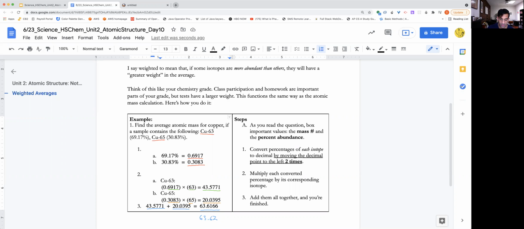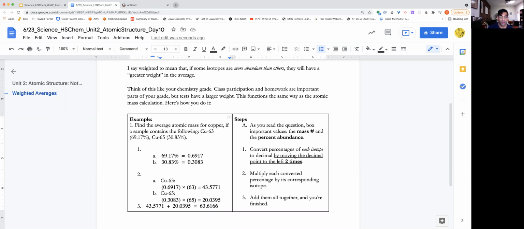That's with 2 decimal places. If I rounded it to 3, I would have 63.617. In each case, I'm rounding up because the number after the amount of decimal places that I want to preserve is a 6, and that means round up.